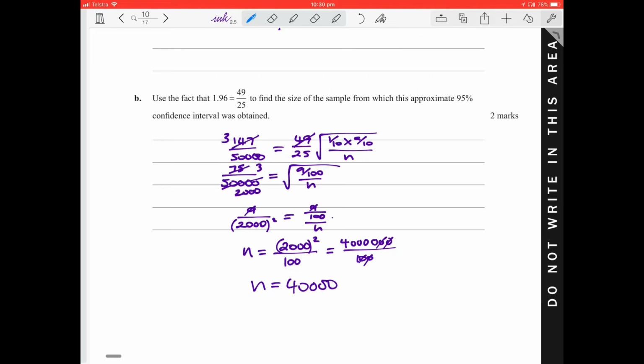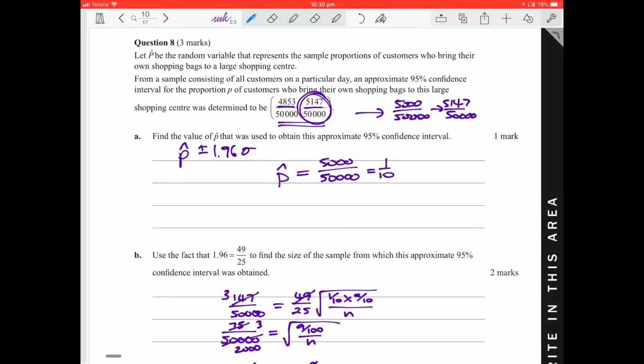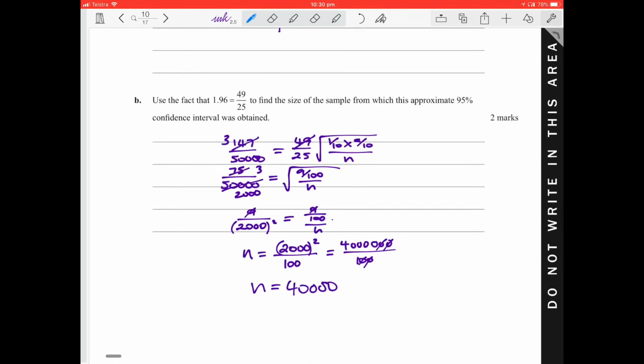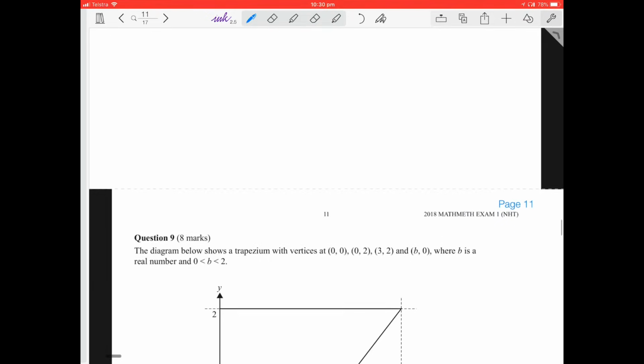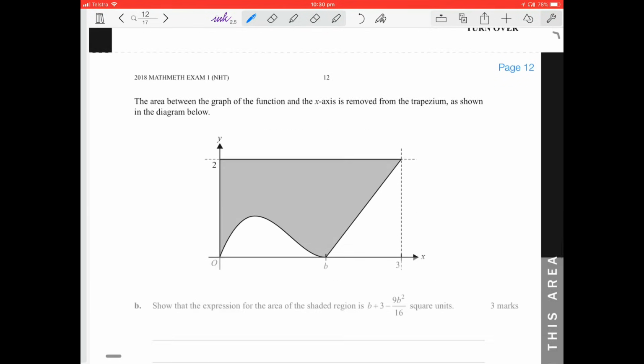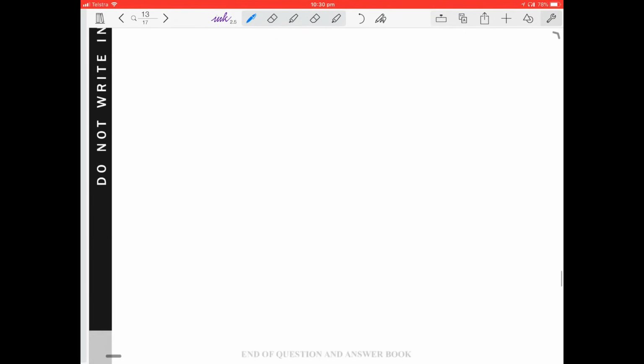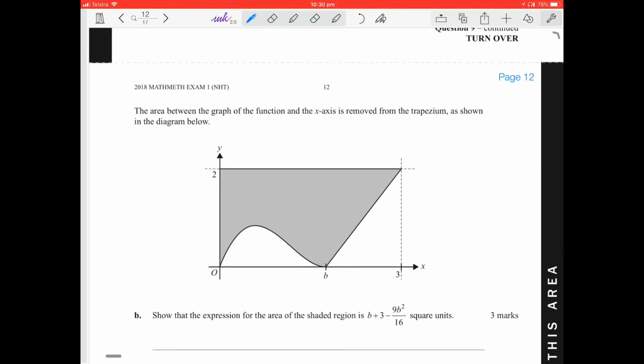Makes sense that it's got to be a huge number because the error is really small, 147 on 50,000. So if it's a 95% confidence interval, then the sample size must have been huge. Okay, how many questions have we got left? We're nearly there.